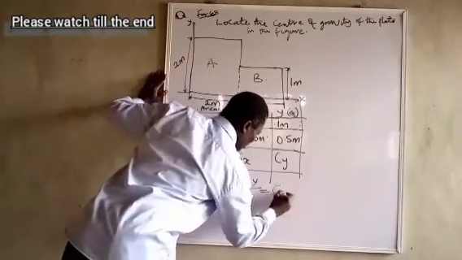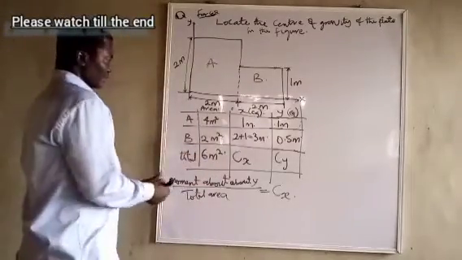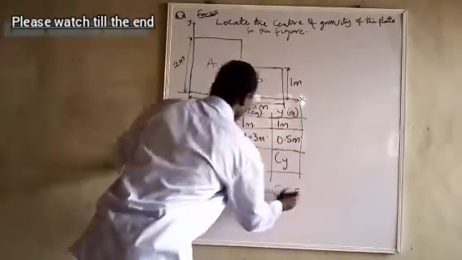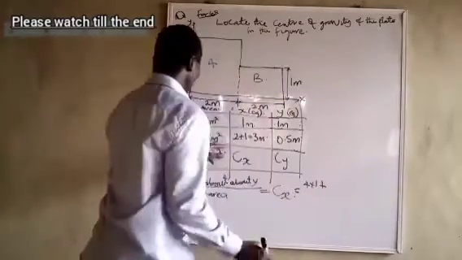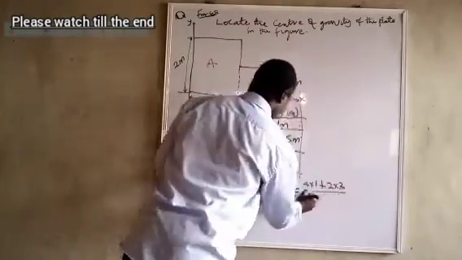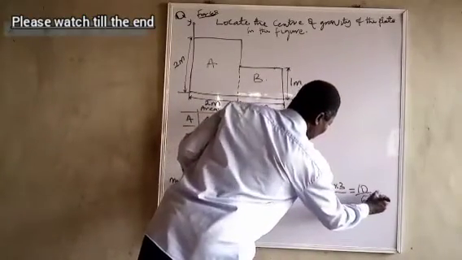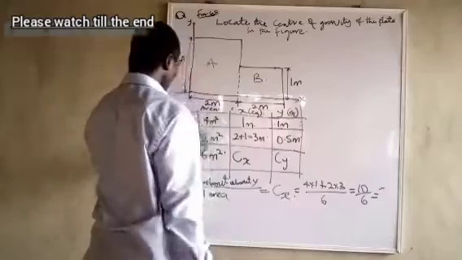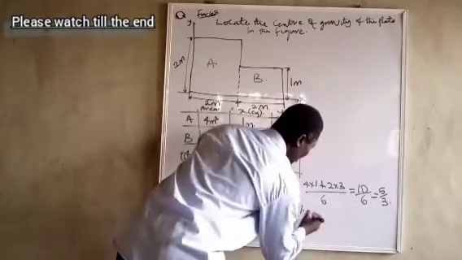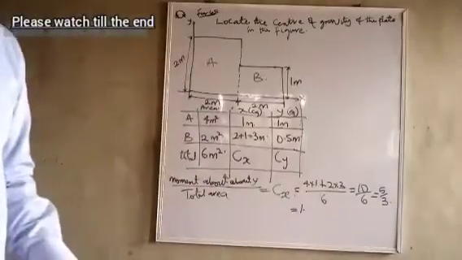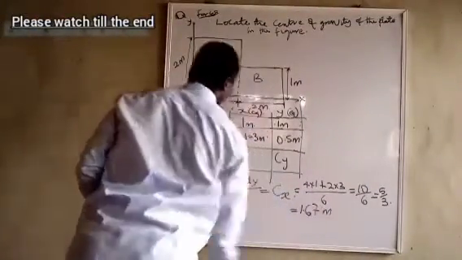Is equal to CX. You can see, just like what you have been treating, the same way. So, what are you going to have? This one is going to give us 4 times 1 plus 2 times 3 divided by 6. And that's going to give us 10 over 6. That's 5 over 3. Now, CX is 1.67 meters.